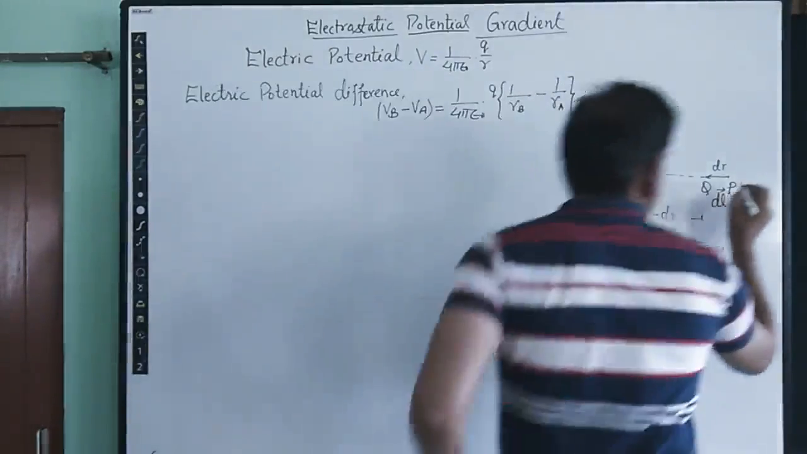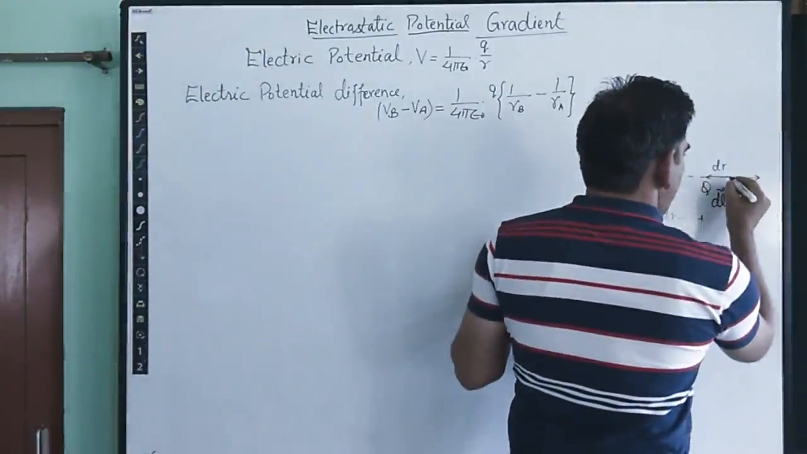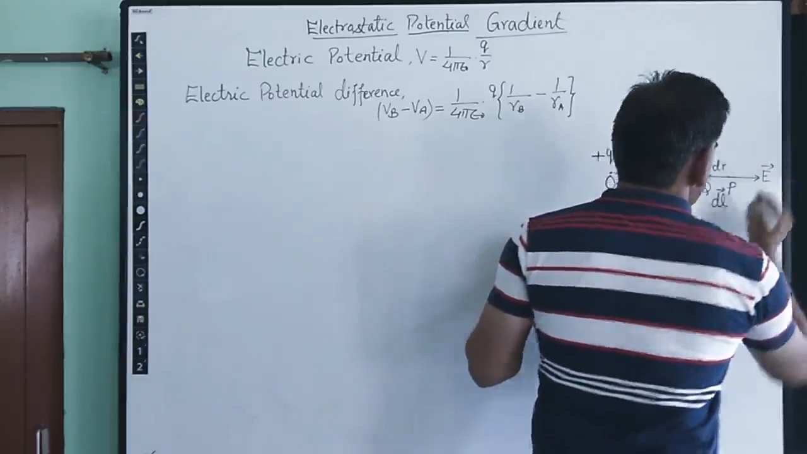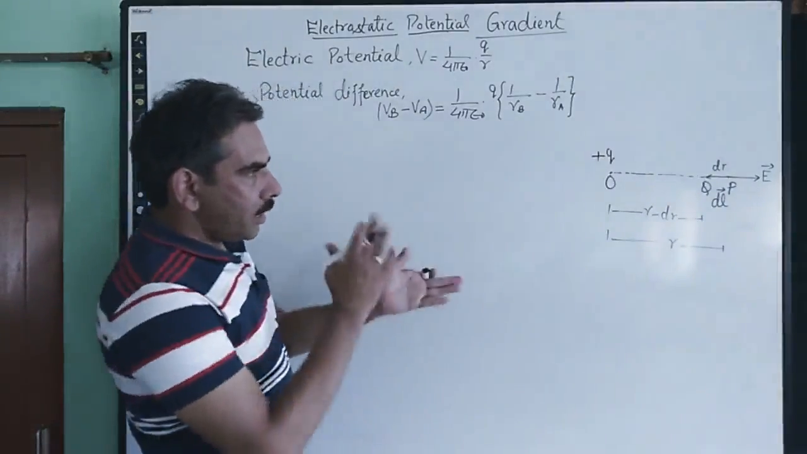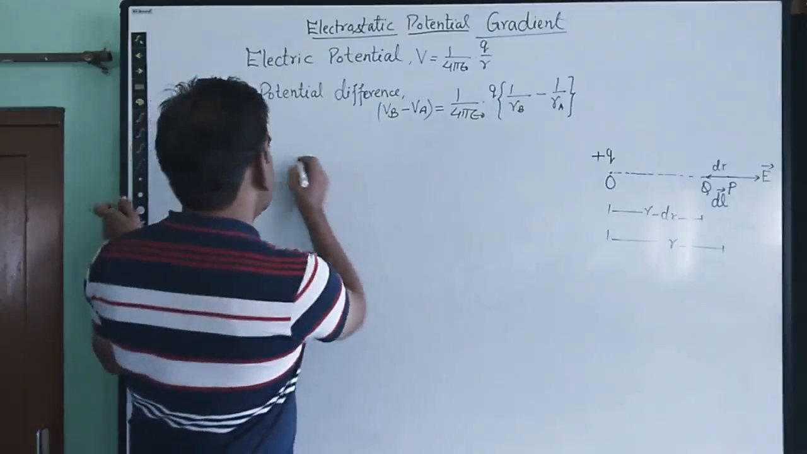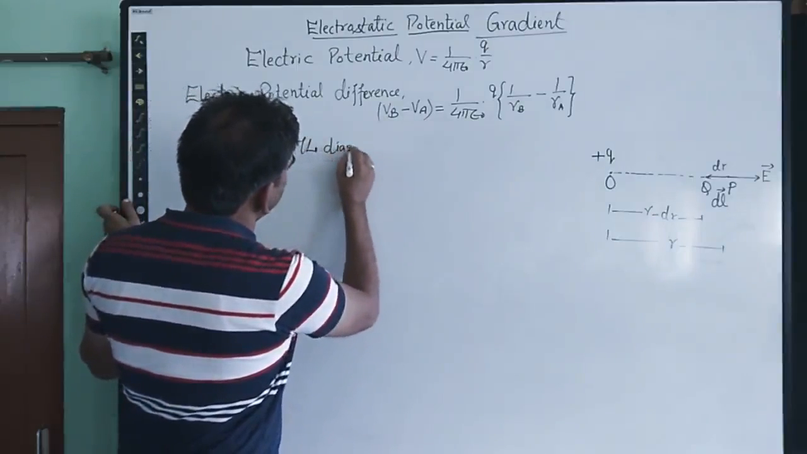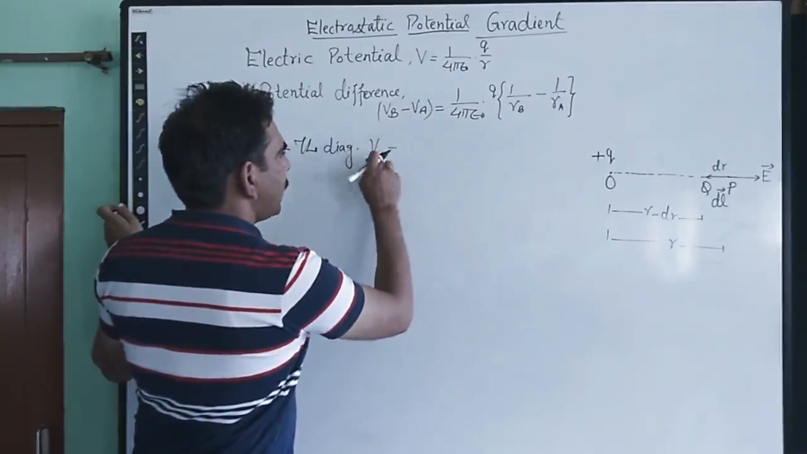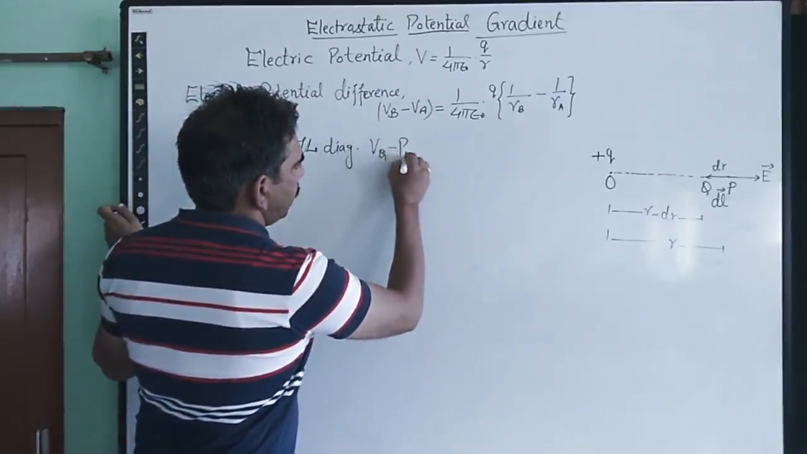The direction of the electric field due to this positive charge plus Q on the positive unit test charge Q naught, for example, is away from the charge Q. So from here we can write the expression for the electric potential difference between point P and point Q. From the diagram, it is written as VQ minus VP.